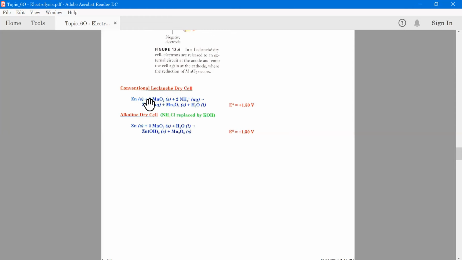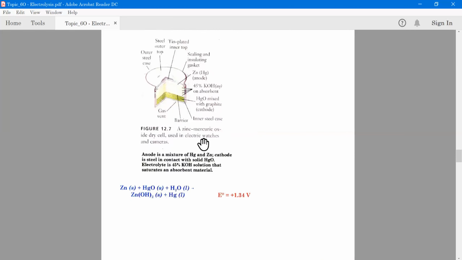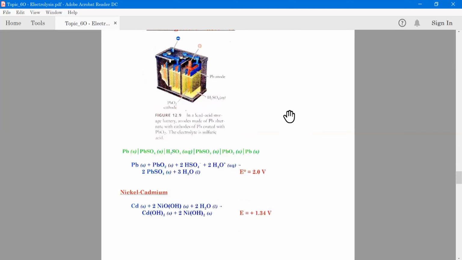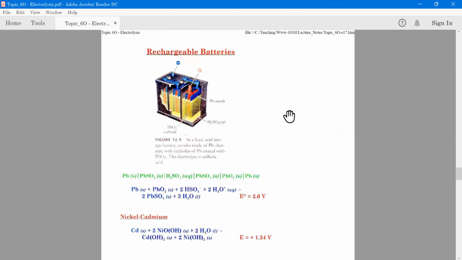The same thing is true for the other dry cells like this. And it's for that reason that these are referred to as simply discharge batteries. But there's an important usefulness, of course, for batteries that are rechargeable.